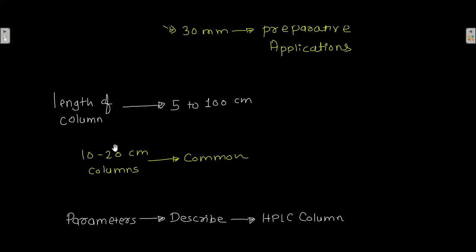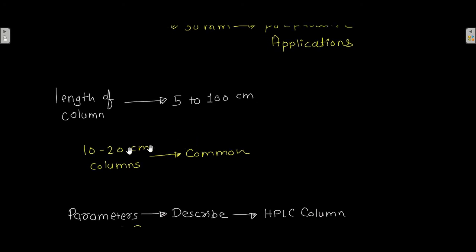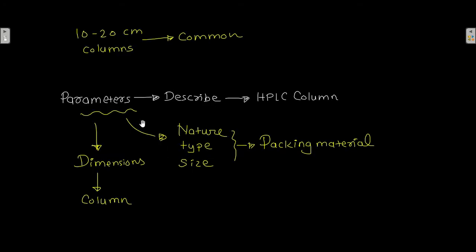The length of the column used in HPLC can go from 5 cm to about 100 cm, and 10 to 20 cm columns are commonly used during HPLC. Now the parameters which we utilize to describe the HPLC columns are these two: the nature, type, and size of the packing material, and the dimension of the column.